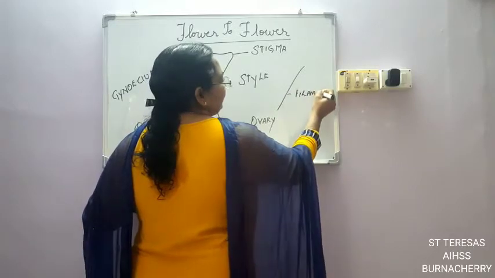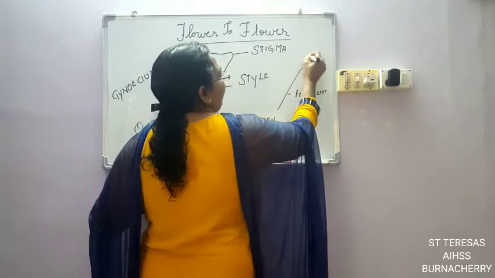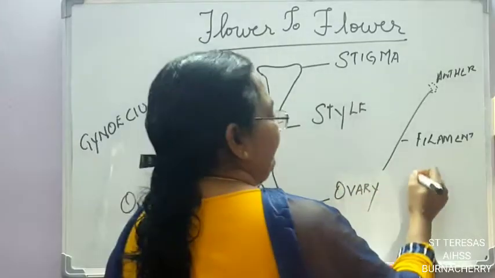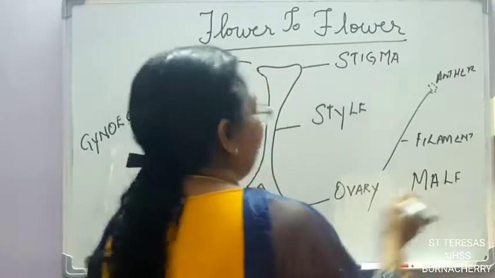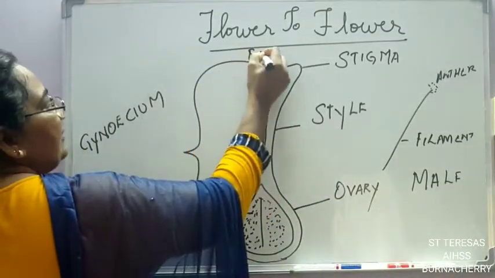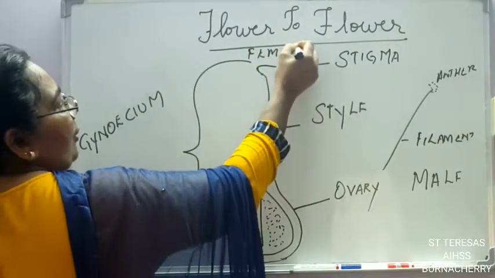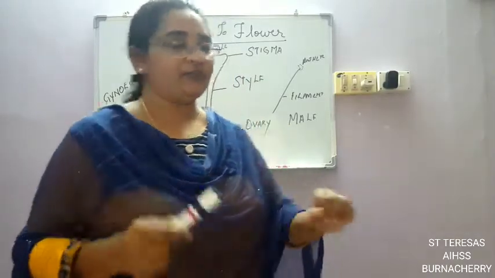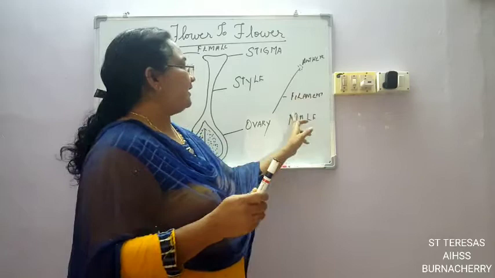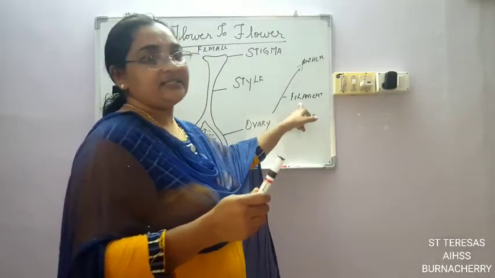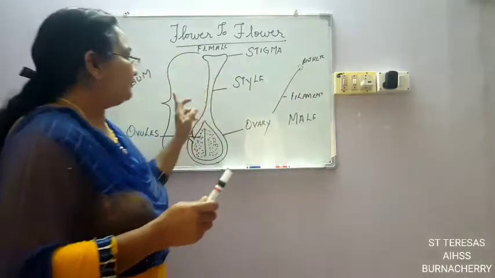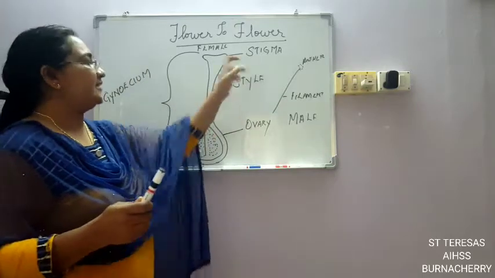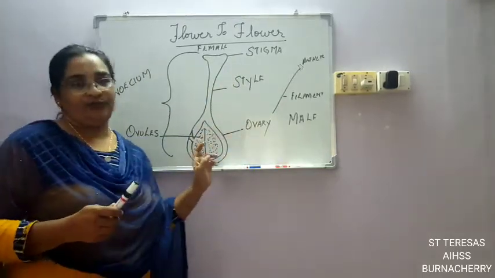filament and anther. So this is the male reproductive organ of the flower, and this is the female reproductive organ of the flower. Is it very clear? So the male reproductive organ of the flower is called the Androecium. It consists of filament and anther. The female reproductive organ is called the Gynoecium. It is made up of stigma, style, ovary and ovules.